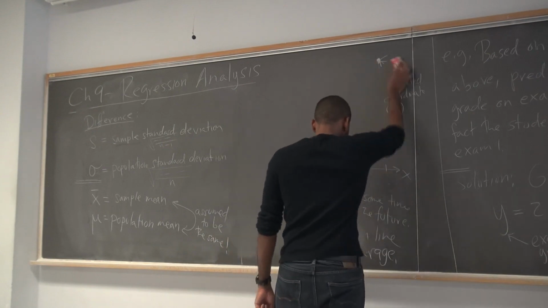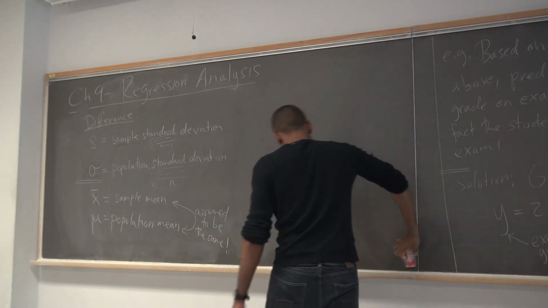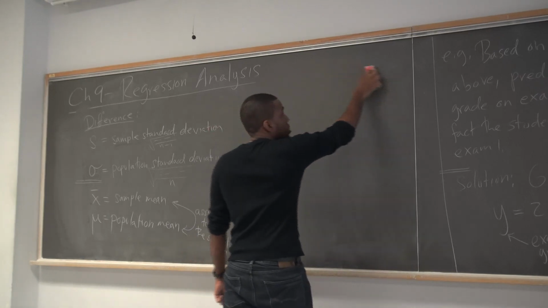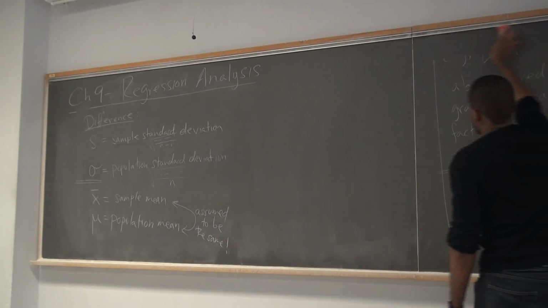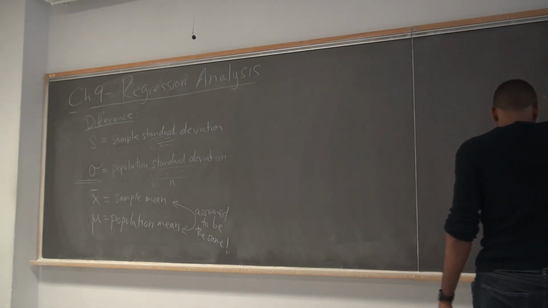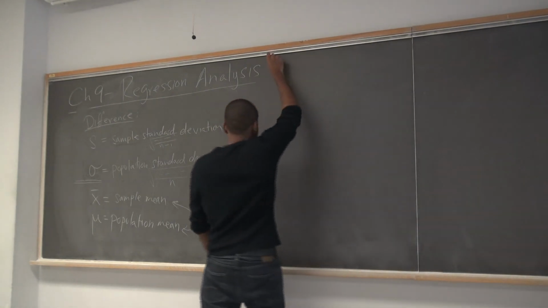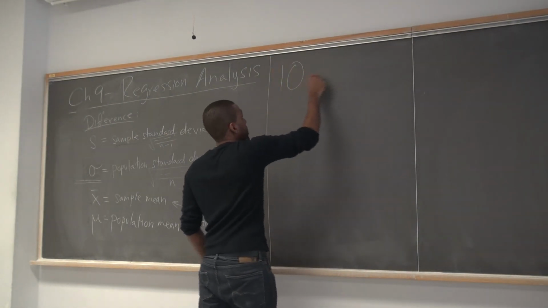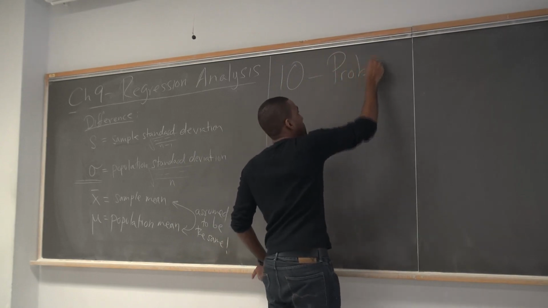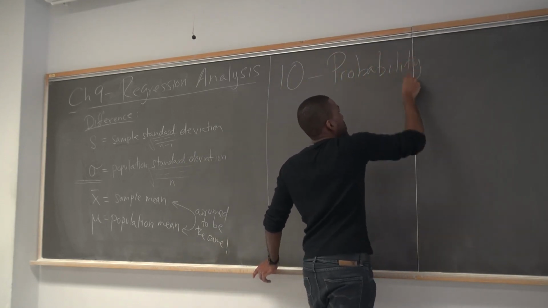Now, with that said, we are going to completely switch gears now. So we've gone through the calculus part of the course, we've gone through, this is everything we need to know from the statistics part of the course. Now we're going to do the probability part of the course, starting with chapter 10. Theory.